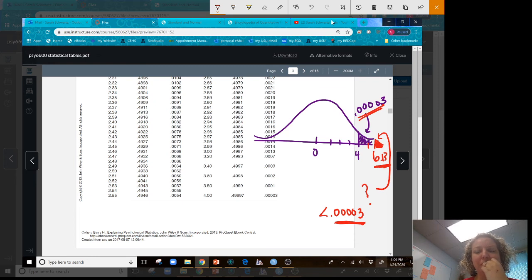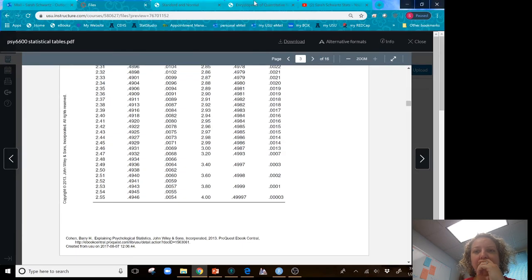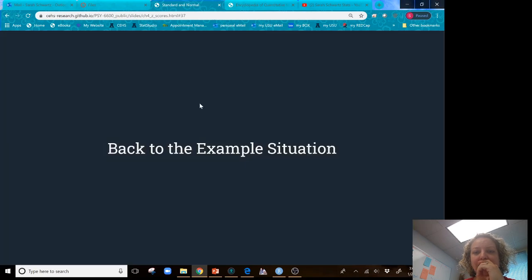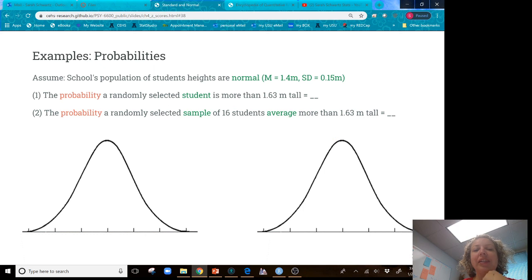So the answer, if we go to the questions: the probability that a single randomly selected student is more than 1.63 meters tall is 6.3%. It's rare, but 6%, not that rare. What's the chance that if we take a sample of 16 students, their combined average is more than 1.63? That's minuscule, very, very tiny.